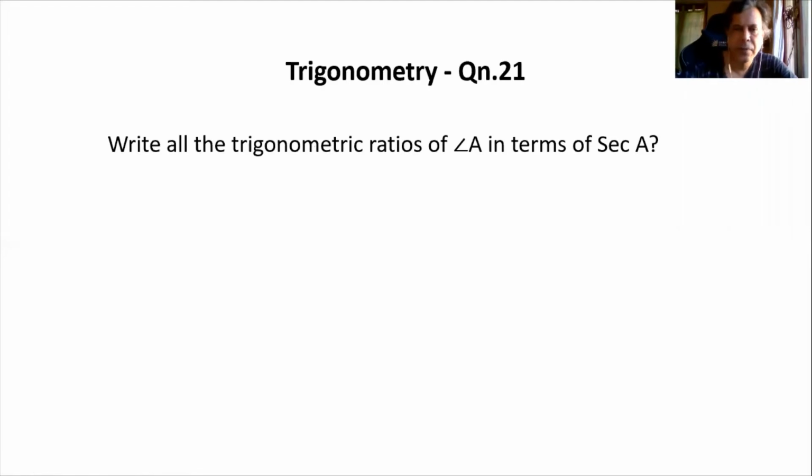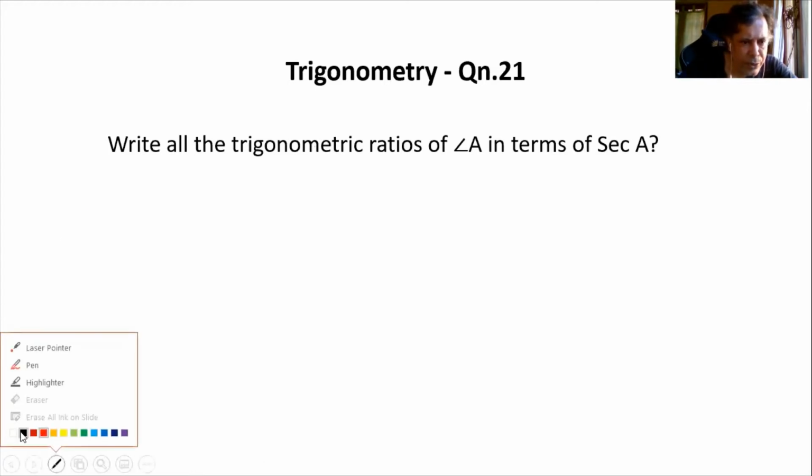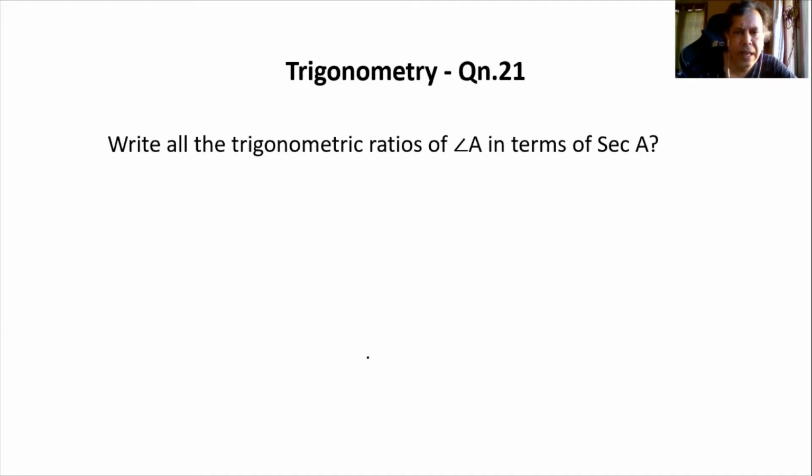Hello everyone. So in this session, we'll see how we use those complementary angles formula as well as trigonometric identities. The very first question is: write all the trigonometric ratios of angle A in terms of secant A. That means if I want to write down sin A, I should express it in terms of secant A. If I want to write cos A, we have to express it in terms of secant A likewise, right?